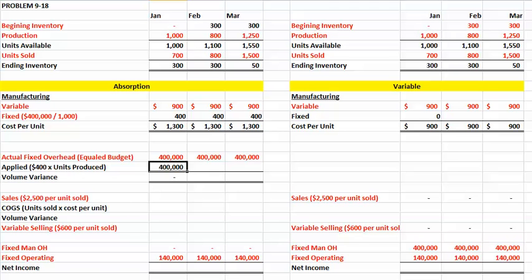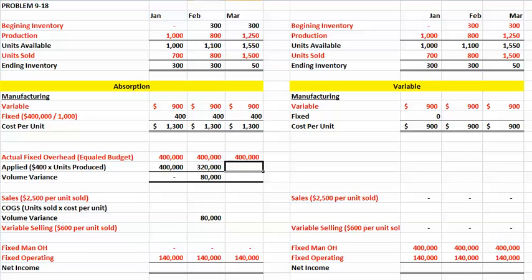In the month of February, we will apply $320,000 in overhead. That's because, again, $400 per unit, and we produced 800 units. So in this case, our work in process is too low by $80,000. Our finished goods is too low by $80,000. So our cost of goods sold then will be too low by $80,000. And we're going to want to pick up that $80,000 volume variance as part of our cost of goods sold calculation.